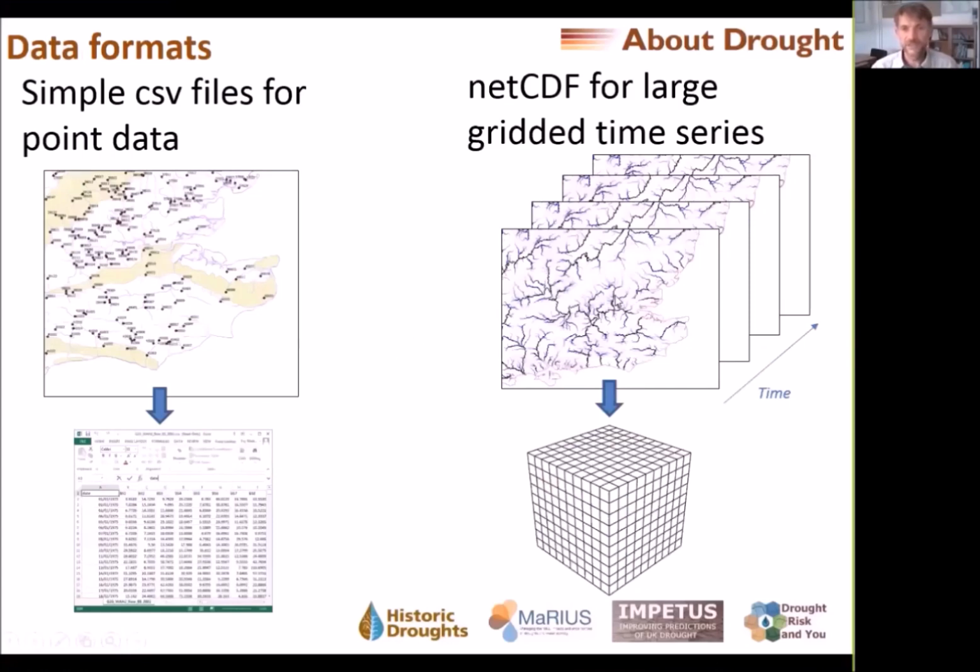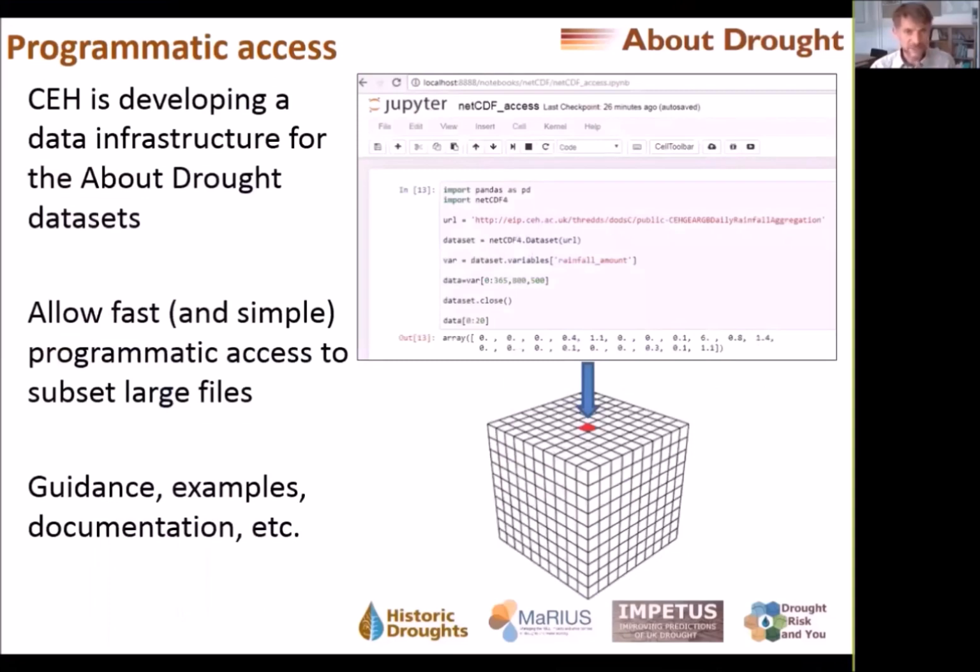Where the datasets get bigger, these large gridded time series, we're using this NetCDF format. This is a format that allows us, in a quite compact and well described way, to store multiple grids, one for each time slice in the dataset. And it's a commonly used format across the environmental sciences, but we know we need to do a bit of work to make that data more easily accessible. So this is where the programmatic access comes in.